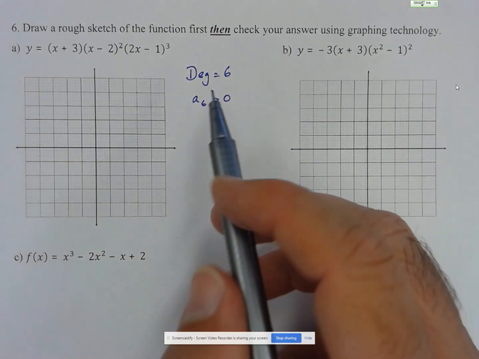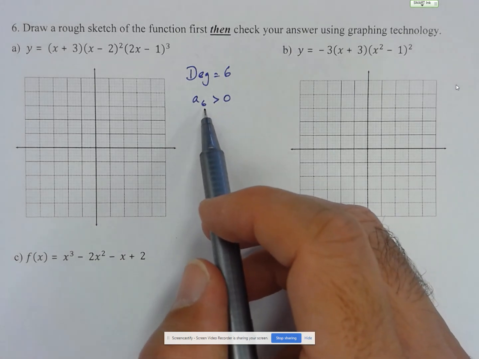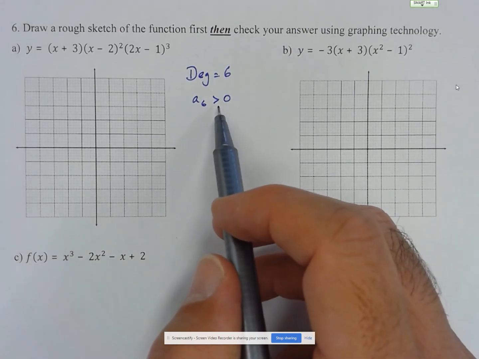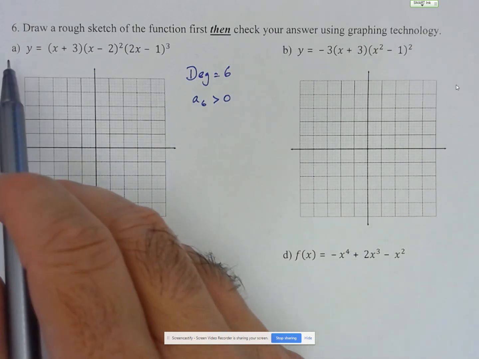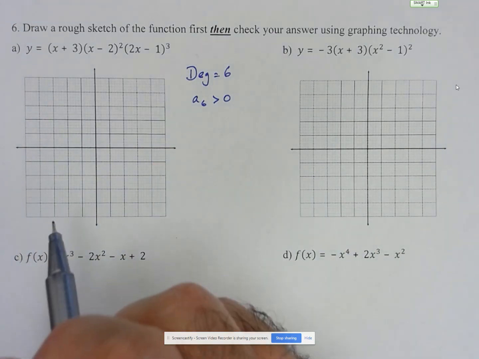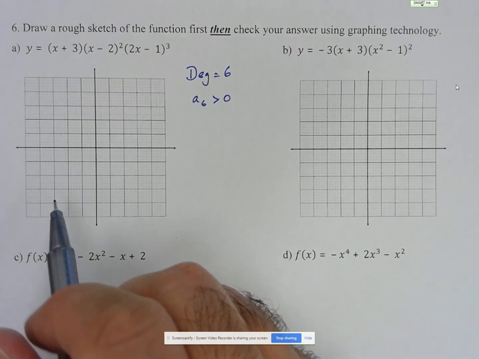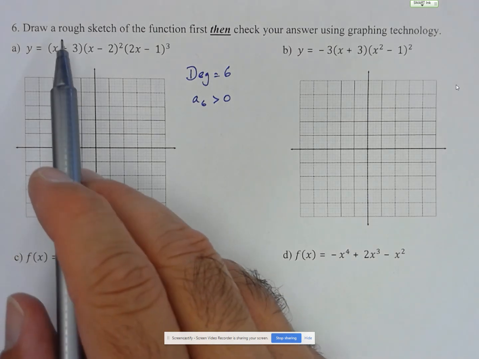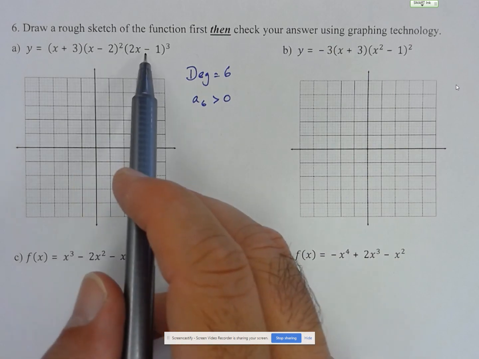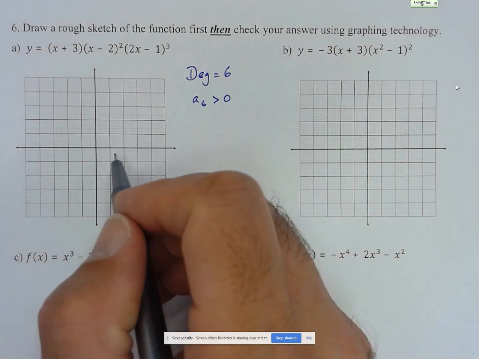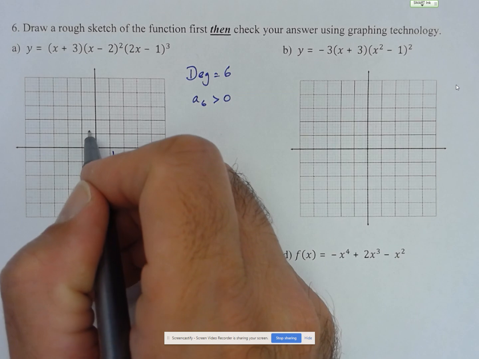Okay, so now we have the degree and we have the sign of the leading coefficient. So I know that the end behavior is that it's going to go to positive infinity on both sides of the graph. All right, now I'm going to focus in on the x-intercepts. So I have x-intercepts of -3, 2, and this will just be 1/2. Okay, so I'll just go up by ones here. I think that'll be enough.